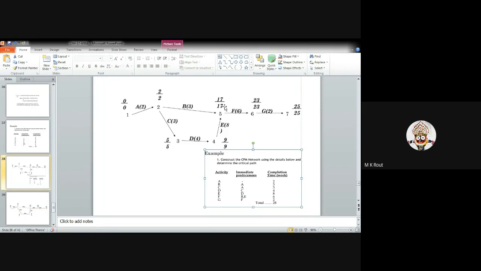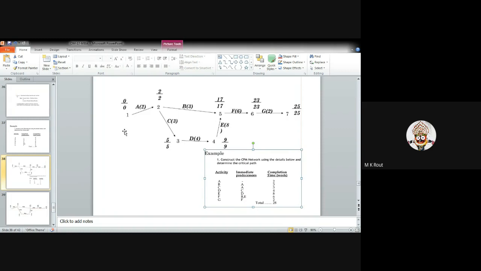Is it clear? Sir, 9 plus 8. 9 plus 8 equals 17, right? 9 plus 8 is equal to 17. Is it clear?